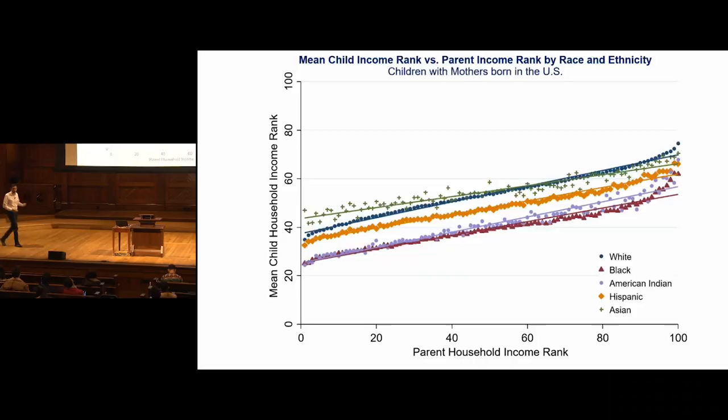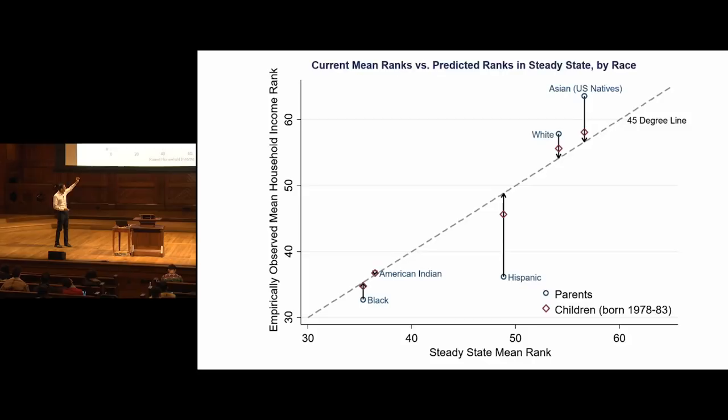What is quite persistent, robust, and striking is that Black and Native American kids have significantly different rates of intergenerational mobility than the other groups. The consequence of that is illustrated in this chart, which summarizes where we think these various groups are going to end up over time, given this intergenerational mobility process. What we're doing here is plotting the predicted steady state for each of these groups. Basically, take the lines that I was showing you on the previous slides and look at where they intersect the 45 degree line.